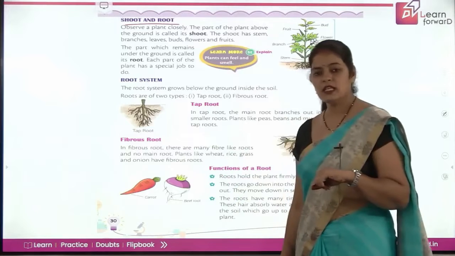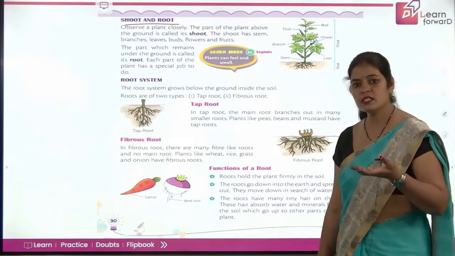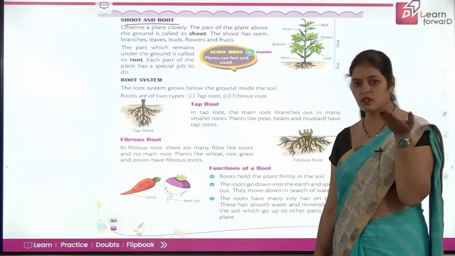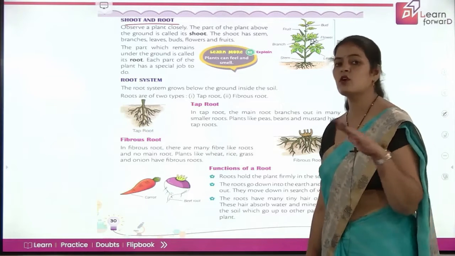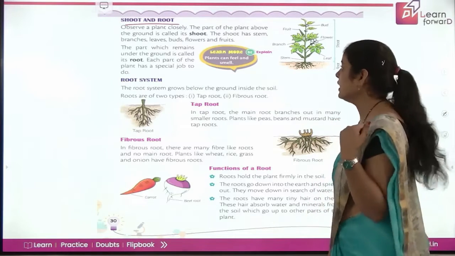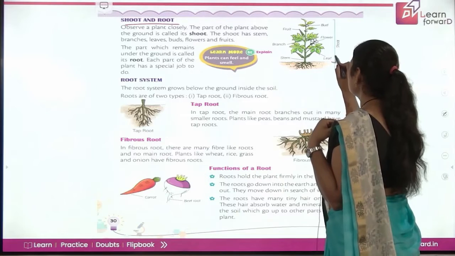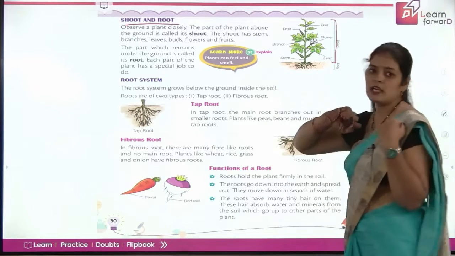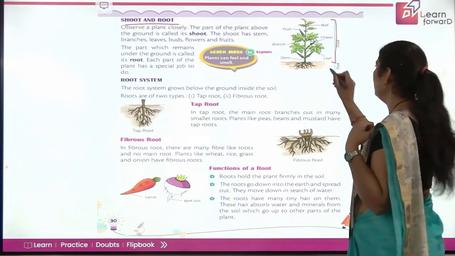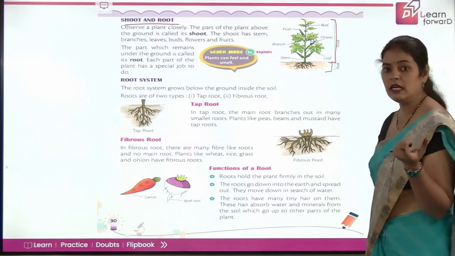Majorly the plant is divided into two parts: something that is visible to us, above the ground, and something that is below the ground, not visible to us unless we uproot the plant. So, shoot and root. The plant part that is visible above the ground is called the shoot of the plant, while the plant part that is under the ground is called its root.